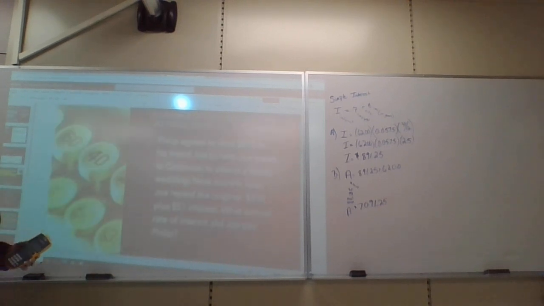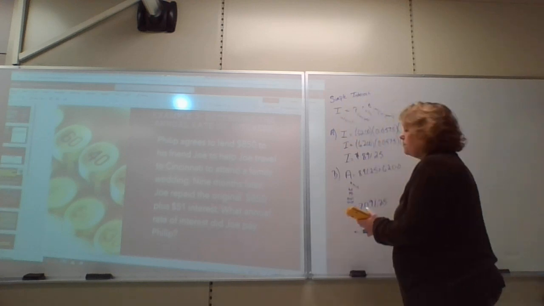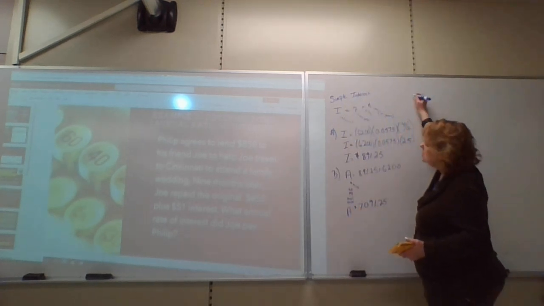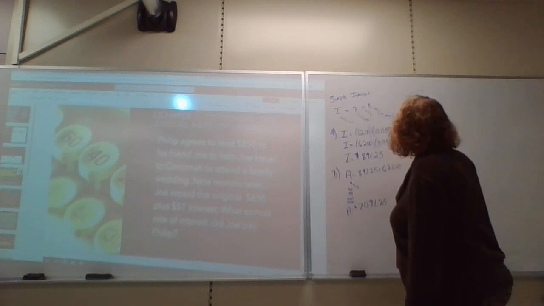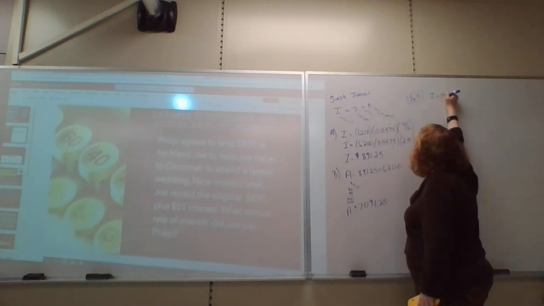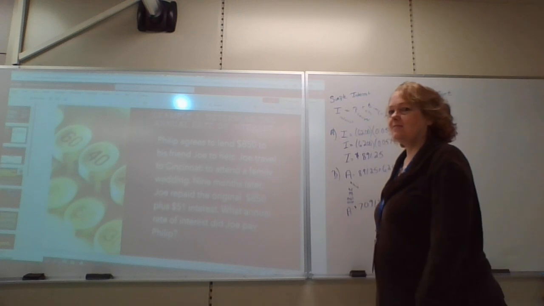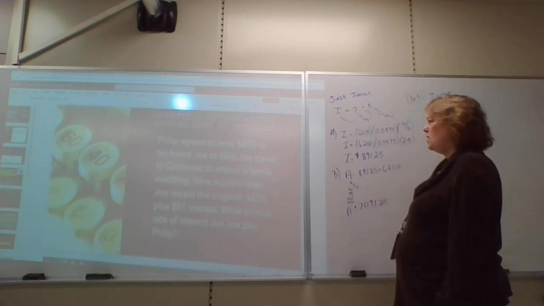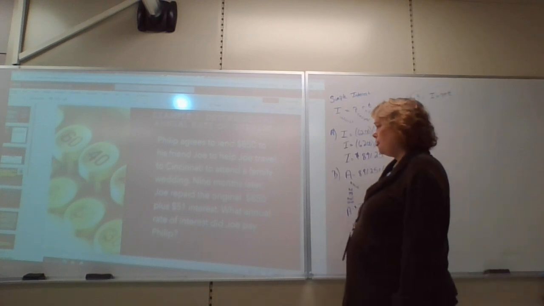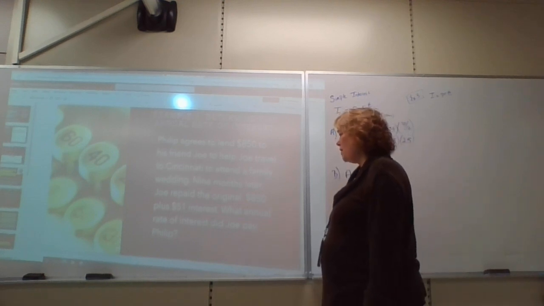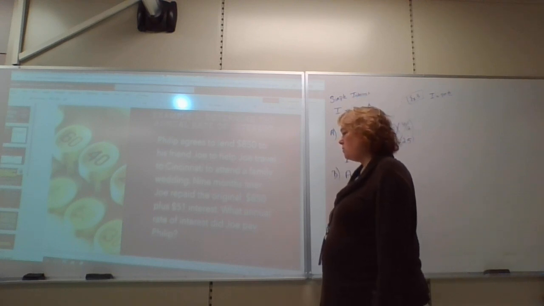Let's look at this example. In example 3, we're going to determine the annual rate of interest. It's over here at example 3. So we know I equals PRT. That'll be one of the formulas you need to know. Hint, hint. So Philip agrees to loan $850 to his friend Joe to help Joe travel to Cincinnati to attend a family wedding. 9 months later, Joe repays the original $850 plus $51 interest. What annual rate of interest did Joe pay Philip?